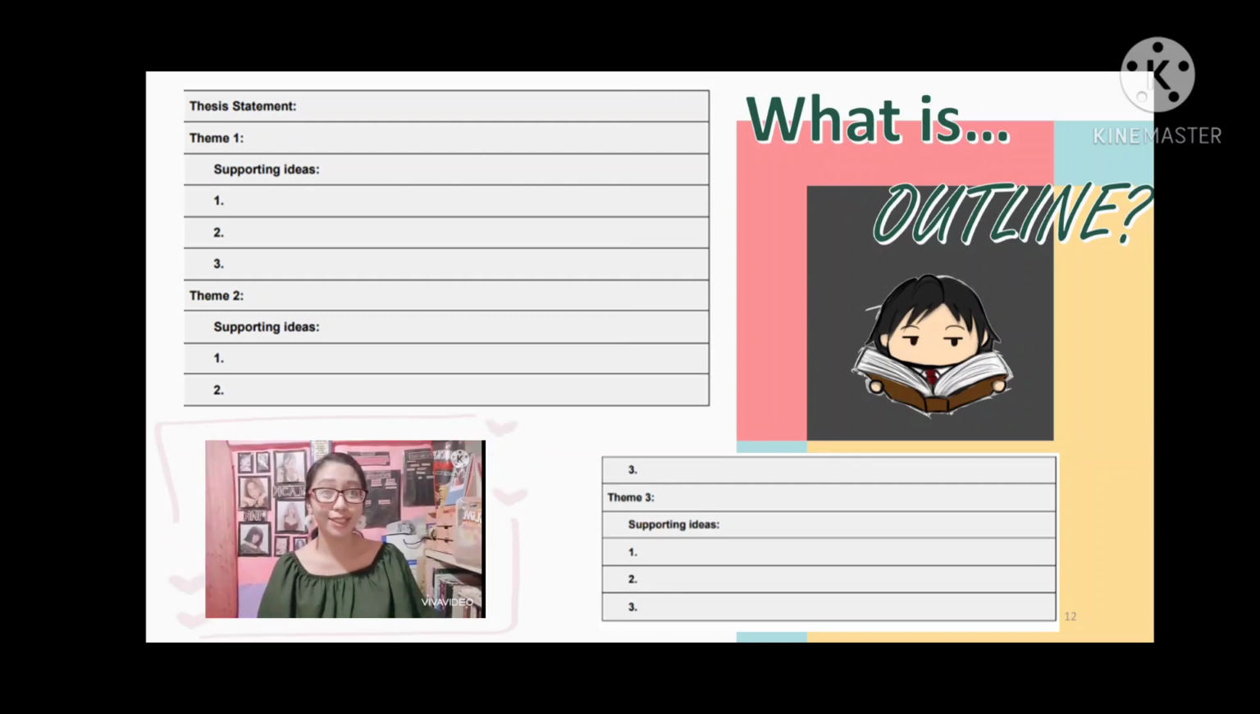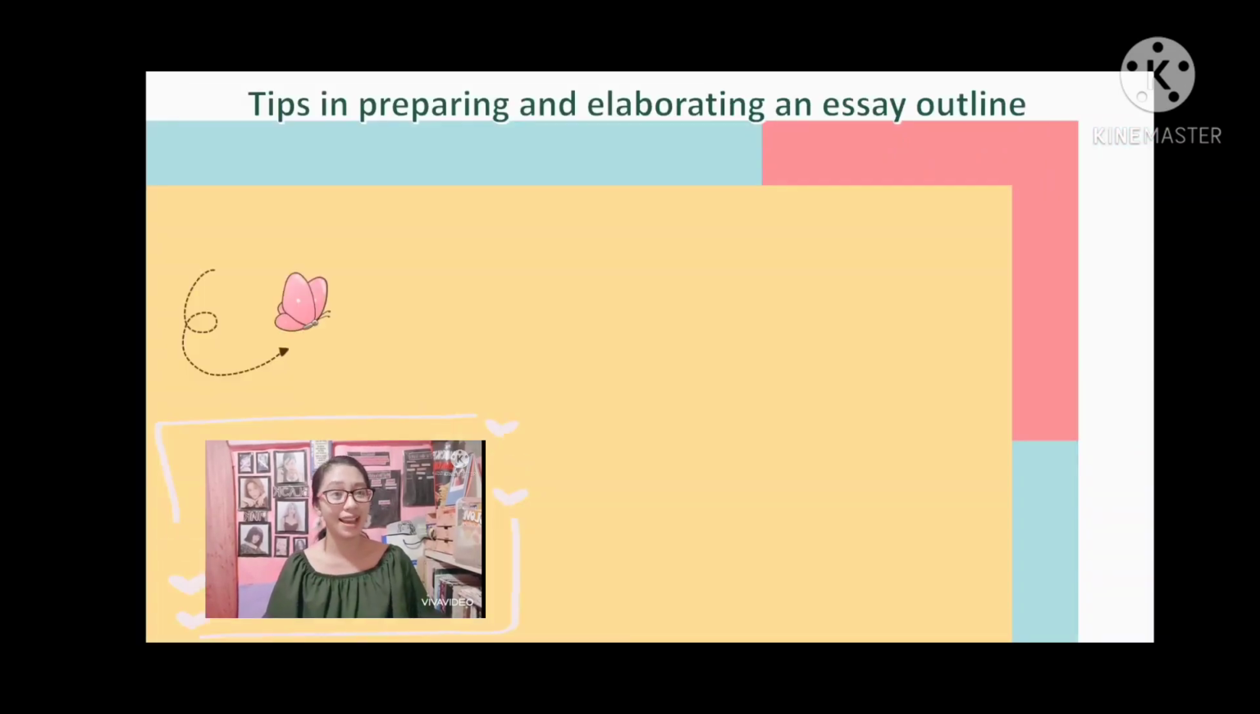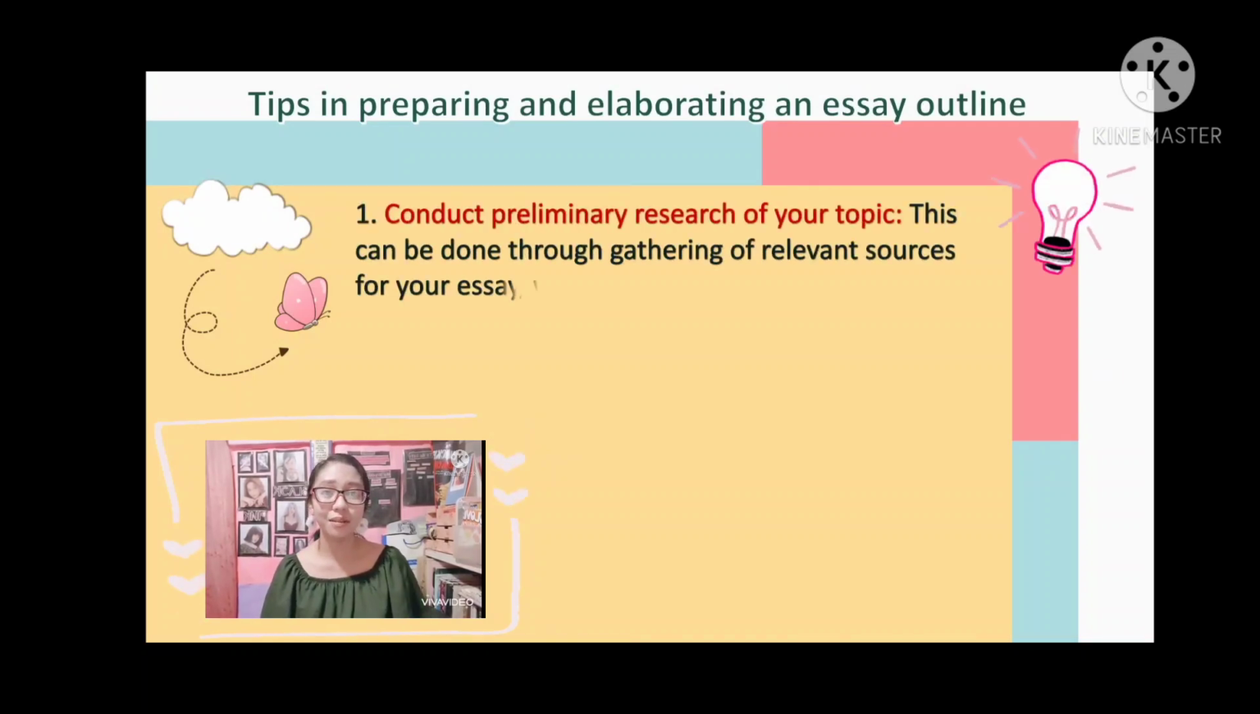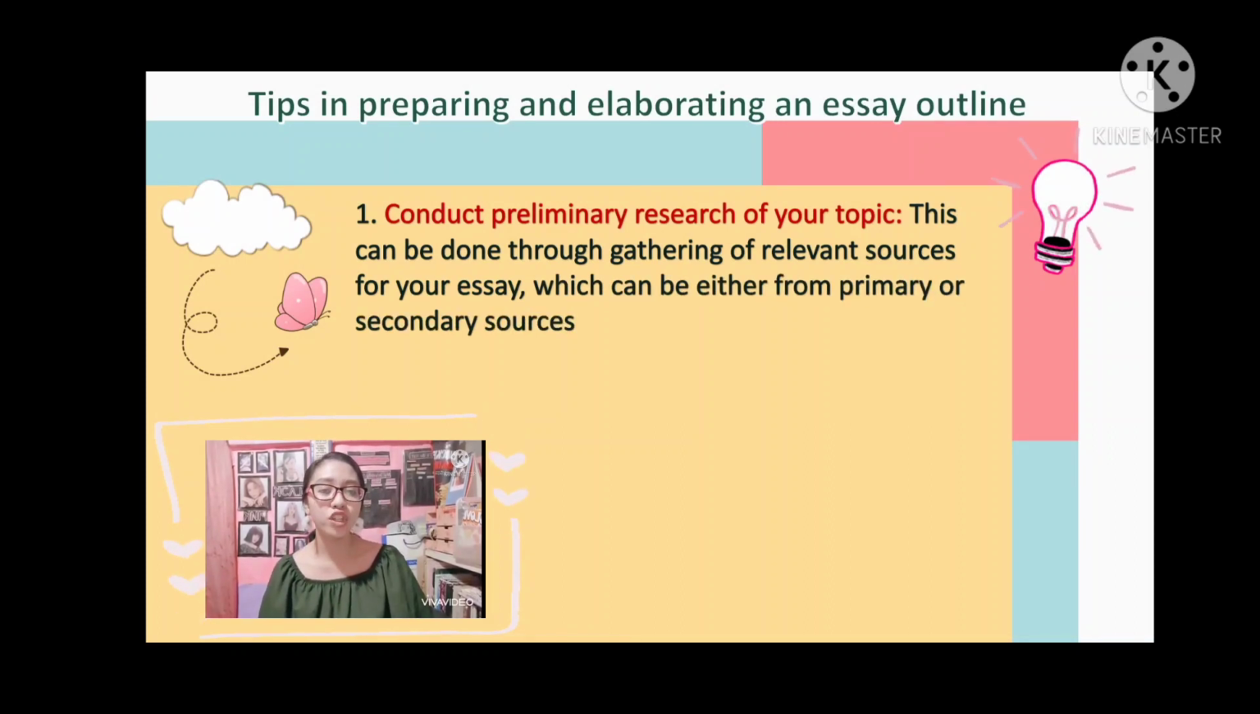So now let us talk about tips in preparing and elaborating an essay outline. First, conduct preliminary research of your topic. This can be done through gathering of relevant sources for your essay, which can be either from primary or secondary sources. For example, the article is about the names of the Roman emperors. You have to scan different relevant sources about your topic and encircle the keywords in the title.